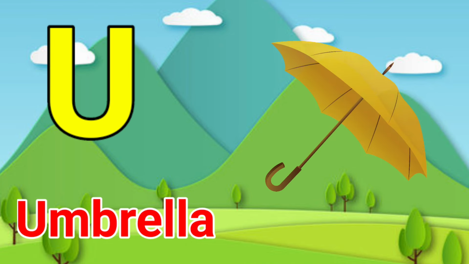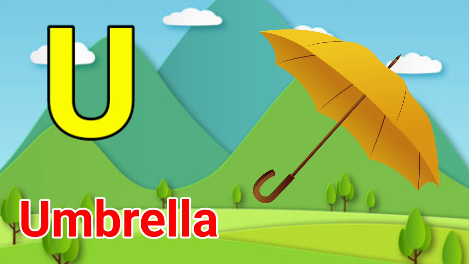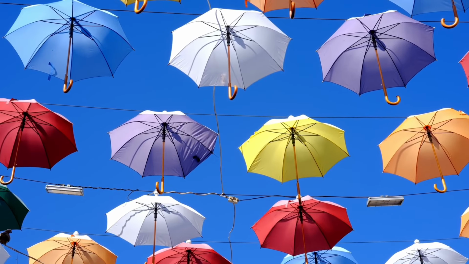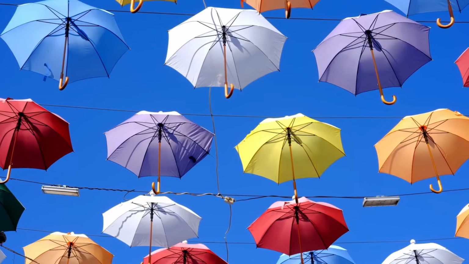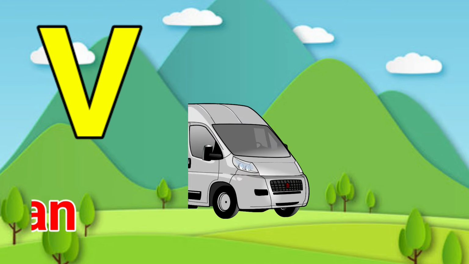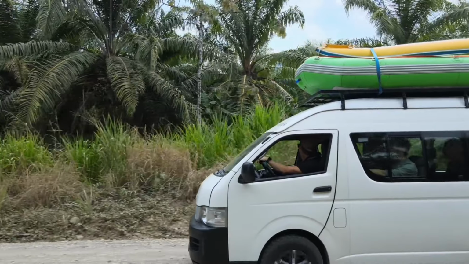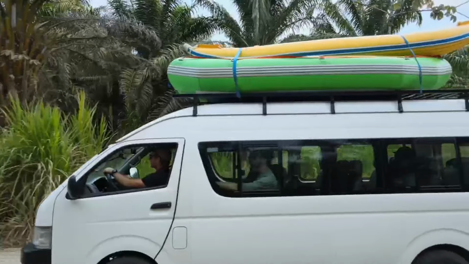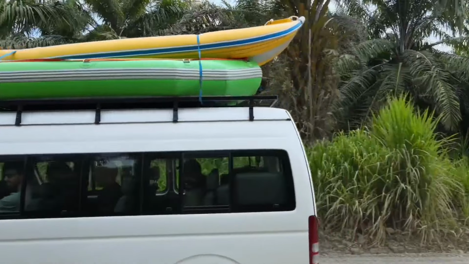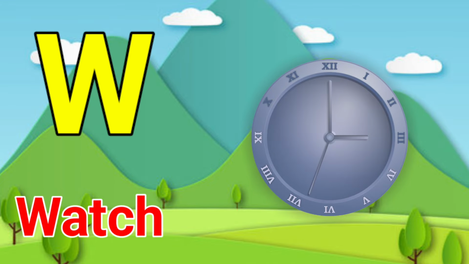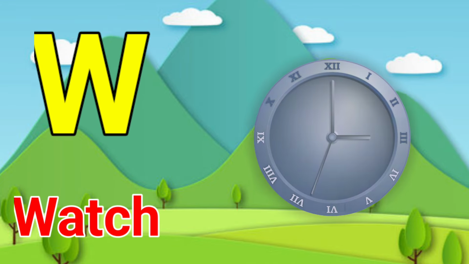T for turtle. U for umbrella. V for van. W for watch.